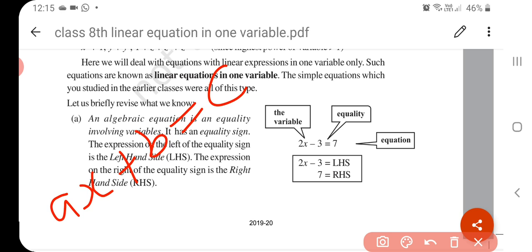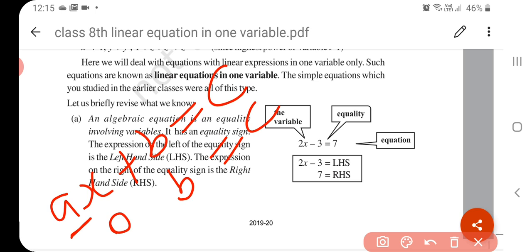Where a is called the coefficient of x, and a is not equal to 0. If a is equal to 0, then this term becomes 0, so b is equal to c, and your equation is nothing. So here the condition is: a is not equal to 0, and b and c are constants.